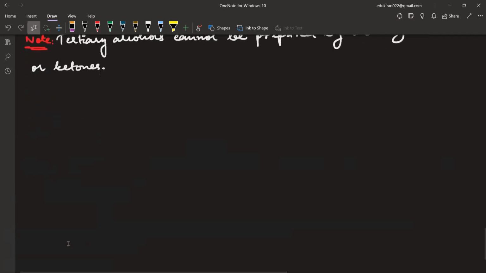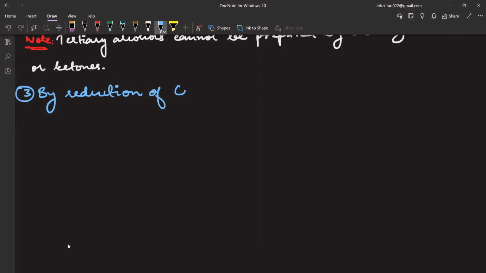Okay. Right, next, by reduction of carboxylic acid and esters. Wait a second, Hamza, I'm looking at it. Yes, that is perfectly fine, not a problem. Right, next. By reduction of carboxylic acid and ester.